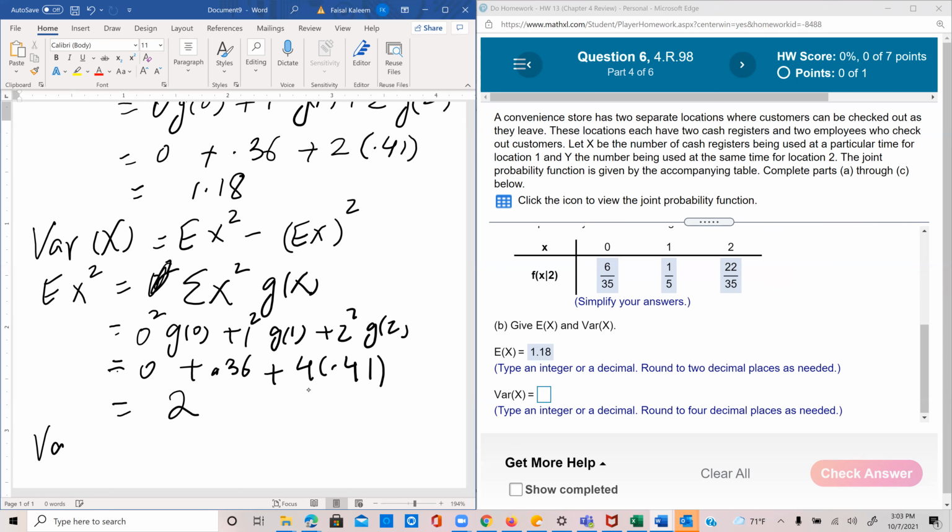So therefore, variance of x would be E of x squared, which is 2, minus E of x whole square. So minus 1.18 whole square. And let's find it out. So 2 minus 1.18 squared. It's 0.6067.